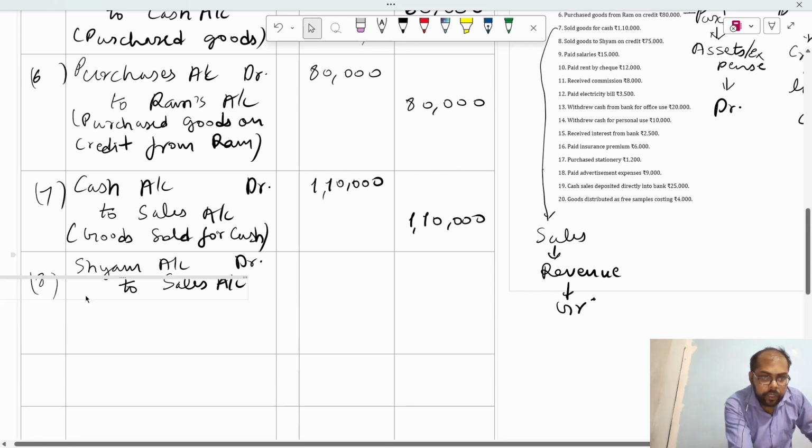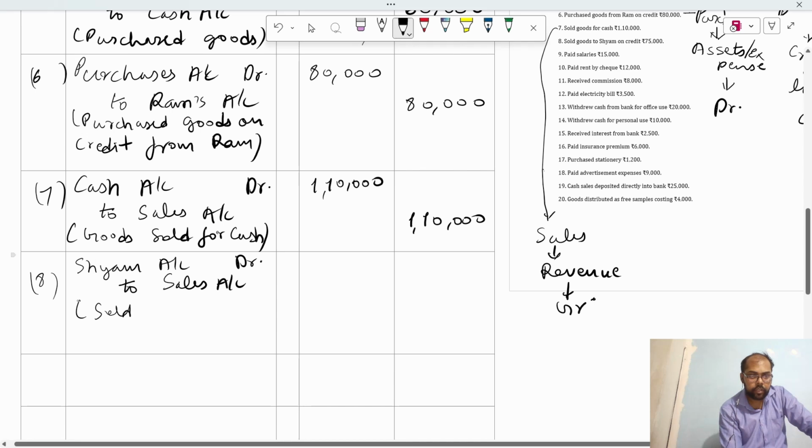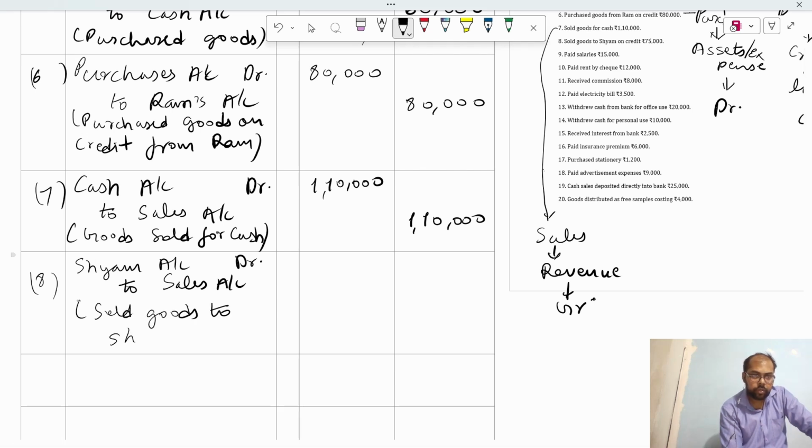See, Shyam becomes debtor here. Therefore, it becomes an asset. Shyam becomes debtor, and debtor is an asset. And hence it is debited. So narration will be sold goods to Shyam on credit. What is the amount? 75,000.